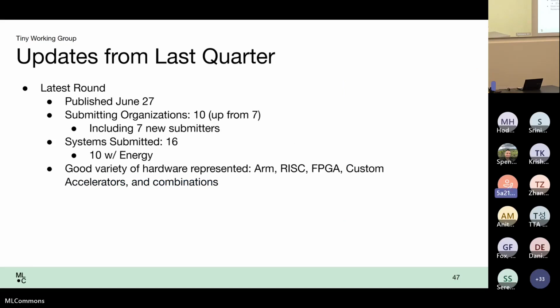So as far as what's happened last quarter, we just published results from our v1.1 round. We had a few more organizations submitting. We had 10 this time, including 7 new submitters. So it was exciting to work with a good batch of new submitters. That included some new types of hardware. We had several FPGA systems submitted, for a total of 16 systems, and 10 of those had energy measurements as well.